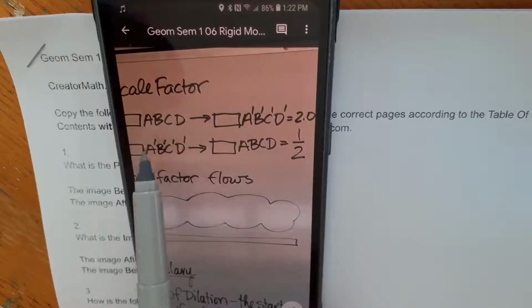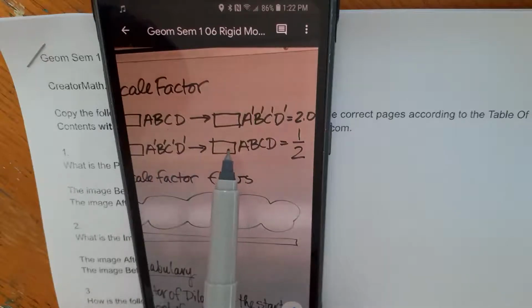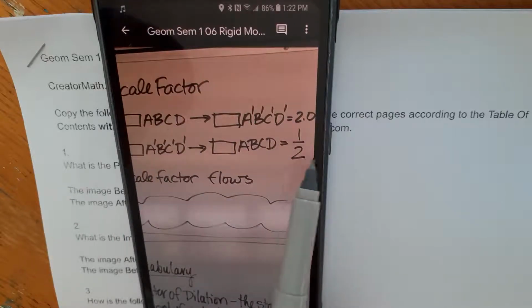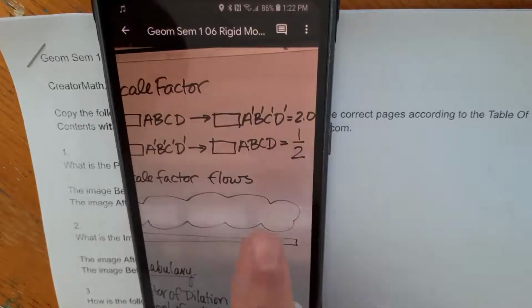If we went from the larger one, rectangle A prime, B prime, C prime, D prime, down to the smaller or original one, we'd be 1/2. So the scale factor works to expand toward the larger, and if you're going from the larger back to the smaller, you have to shrink it by 1/2.